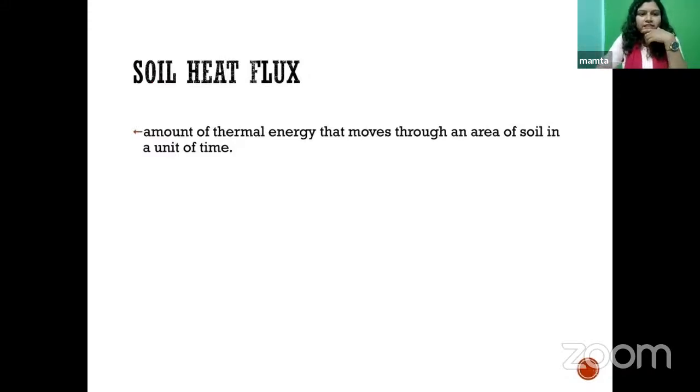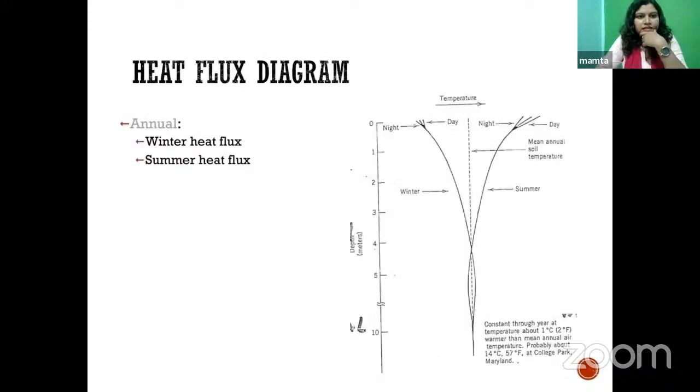Now the next, soil heat flux. It is the amount of thermal energy that moves through an area of the soil in a unit time. In Fourier's law, we have already discussed it. Here you will see the heat flux diagram in winter and summer. In winter, you will see the highest temperature is at night and it decreases in the day. But in summer, the higher temperature is in the day, and from the night it is increasing. So that you guys already know.